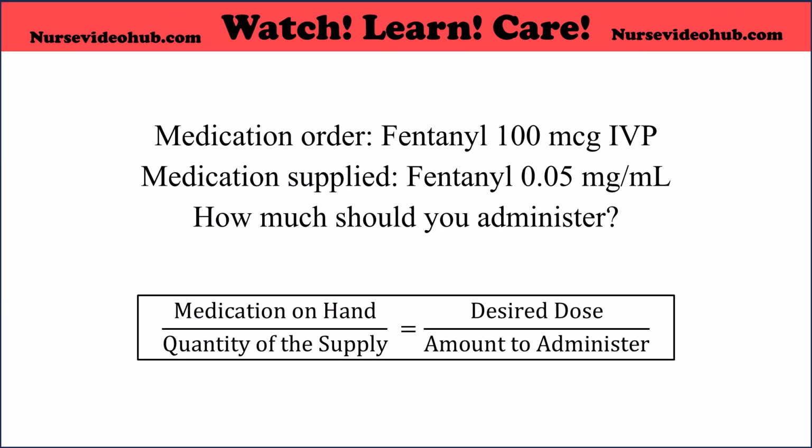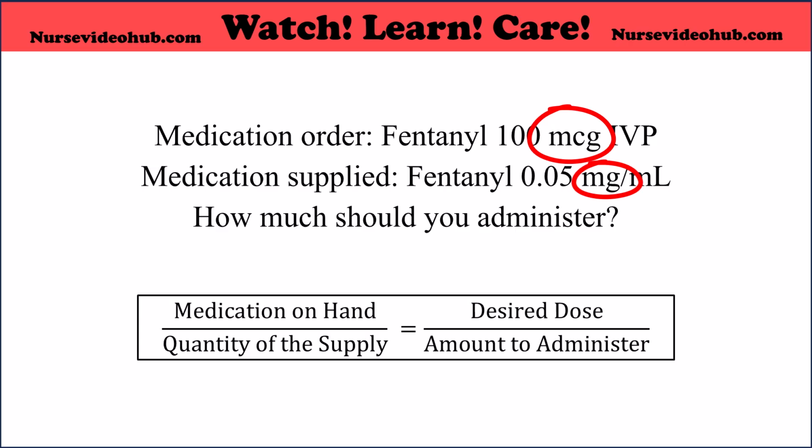Now let's calculate another dosage. The medication order is fentanyl 100 micrograms IV push. The medication supplied is fentanyl 0.05 milligrams per milliliter. How much should you administer? When you read the order, you see that the order is to administer fentanyl 100 micrograms, but the medication supplied is fentanyl 0.05 milligrams per milliliter.